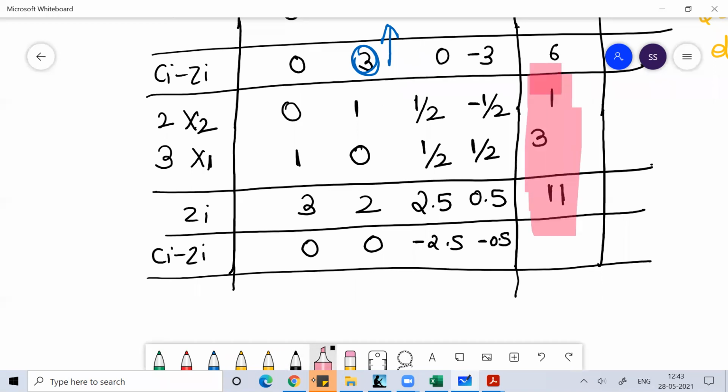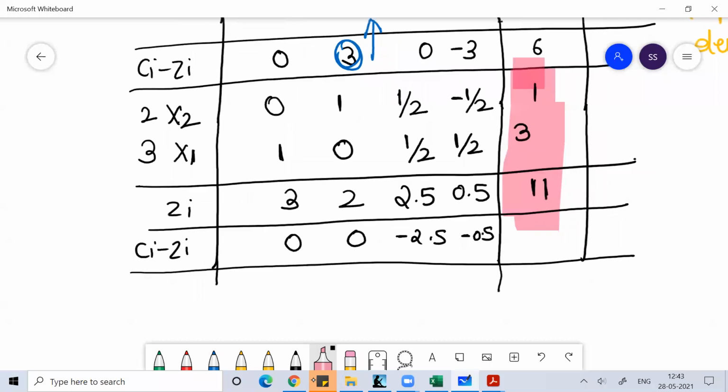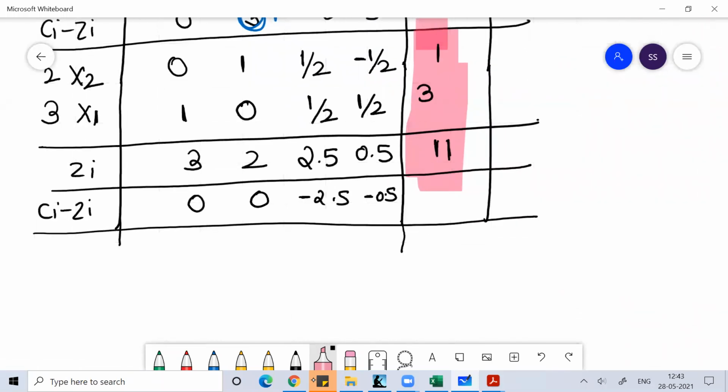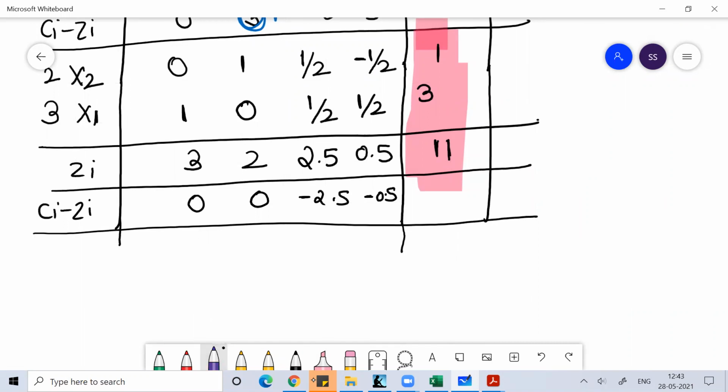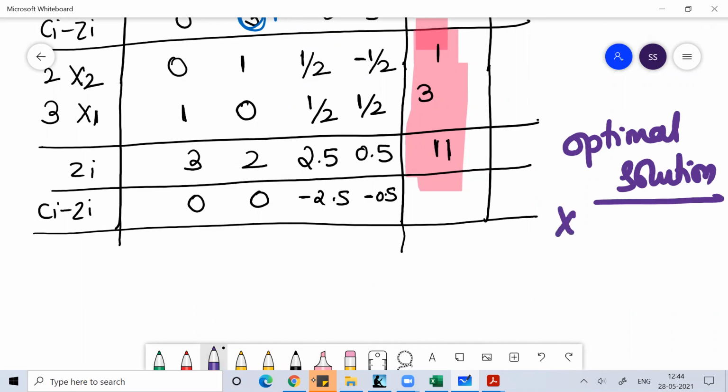So this is your optimal solution, guys. What is your optimal solution? You can see your optimal solution is x1 equal to 3 and x2 equal to 1, and your objective function value is 11. This is your optimal solution.